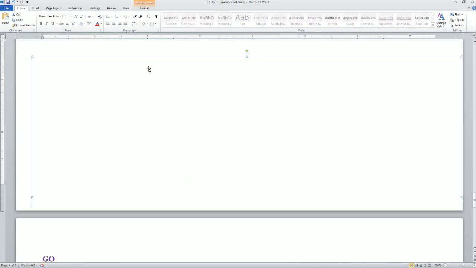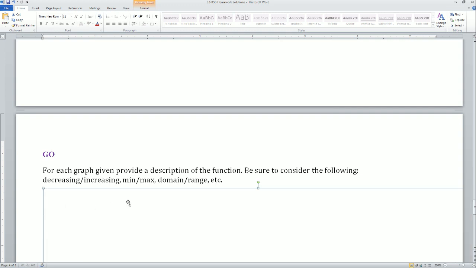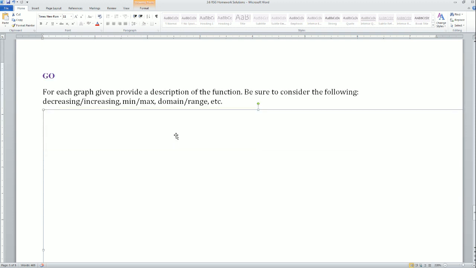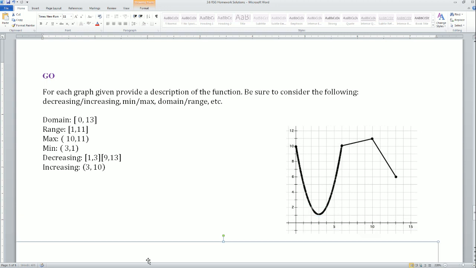Alright, let's go to the next part now. For each graph, give a description of the function. So you're going to tell us the decreasing, increasing, min, max, domain, and range. Okay, I'm just going to display it for you here.